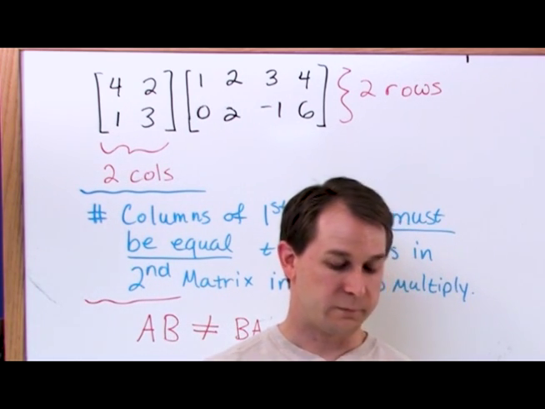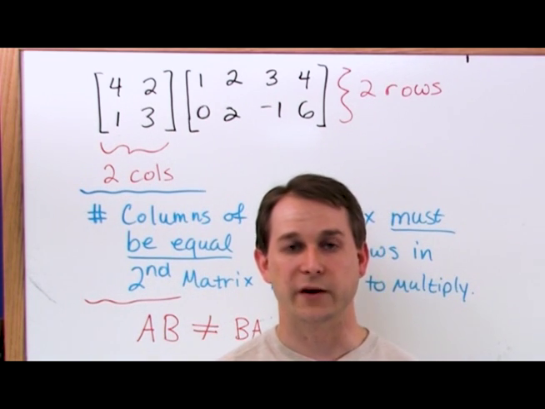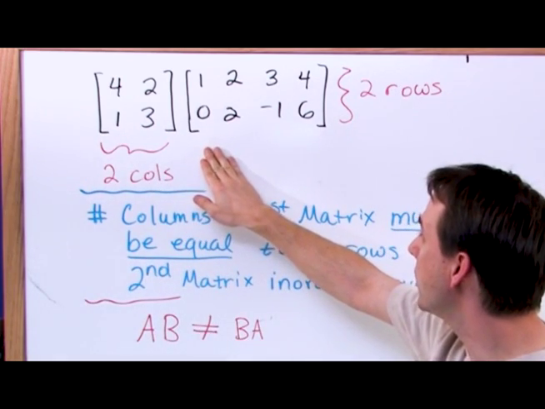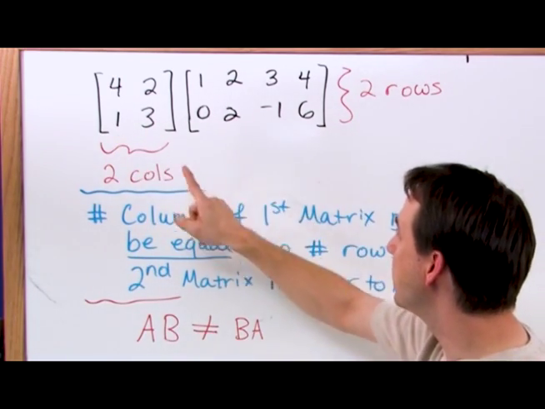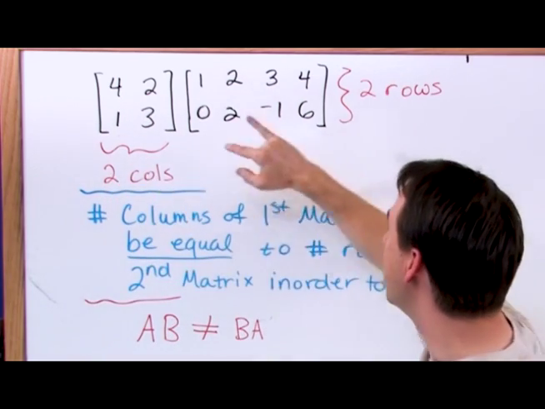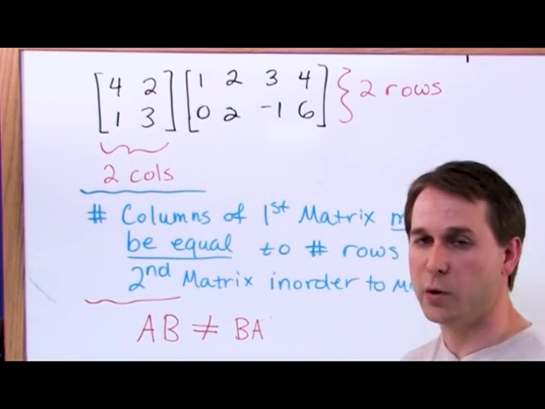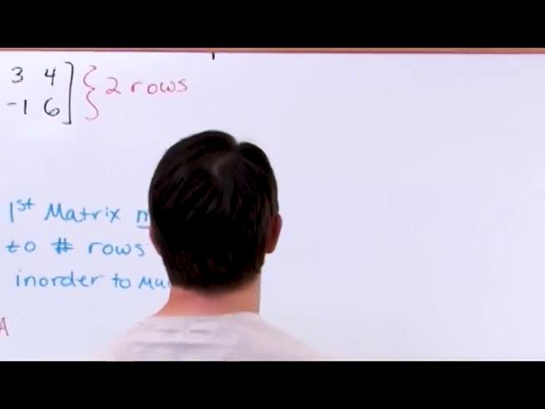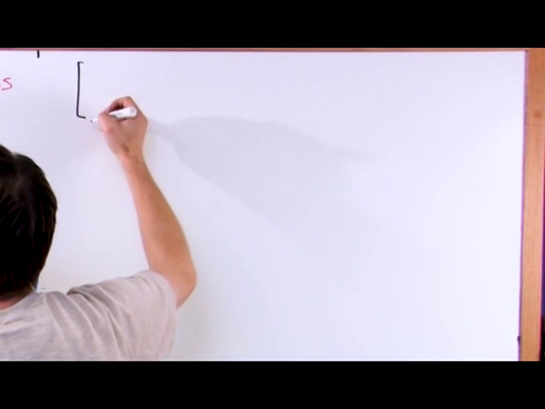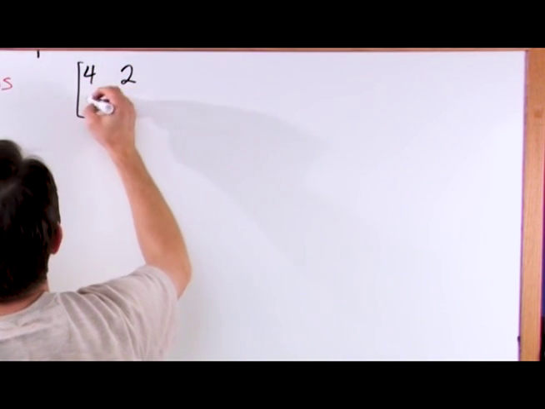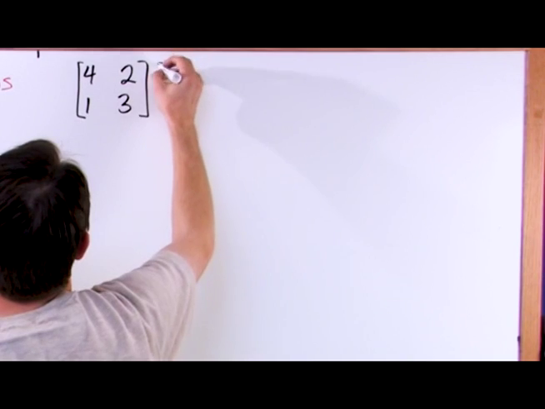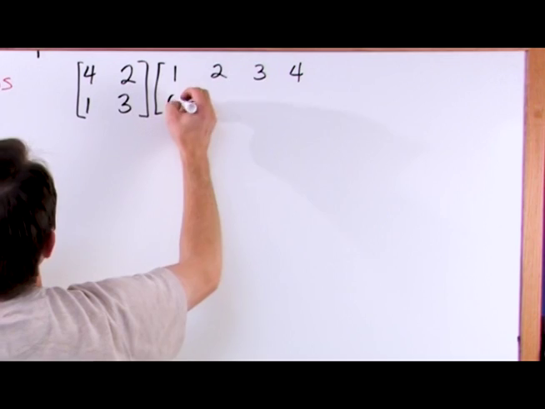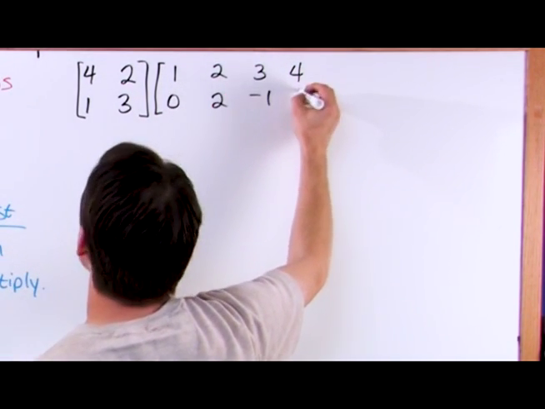So I don't want to continue talking about this all day long. I want to get into our first real problem. So what we're going to do, we're going to take both of these matrices that we've written on the board. We've said it's legal to multiply them because the number of columns equals the number of rows of the second one, and we're going to go ahead and multiply that. The way we're going to do it is just by example. So moving over here, let's rewrite everything. So what we have is 4, 2, 1, and 3 multiplied by the matrix 1, 2, 3, 4, 0, 2, negative 1, and 6.